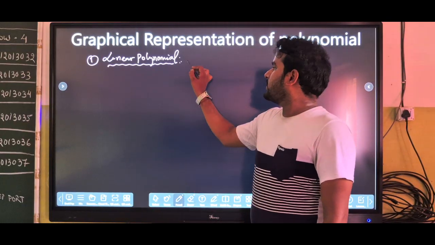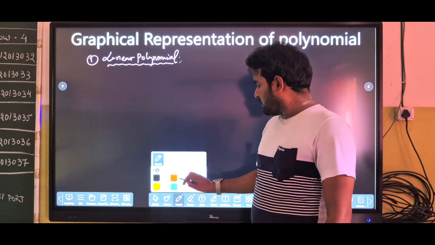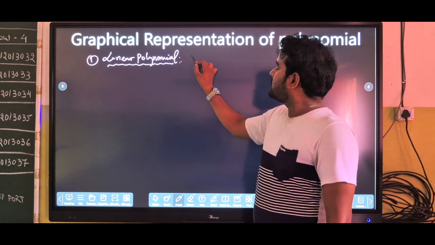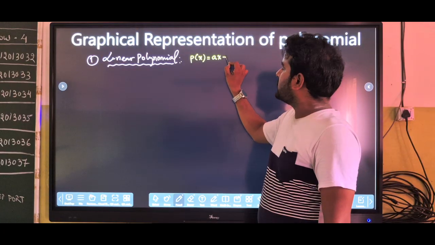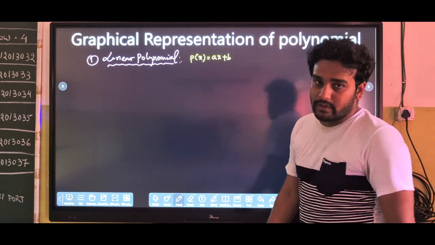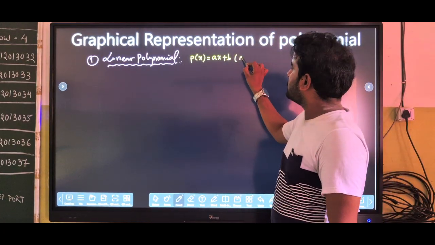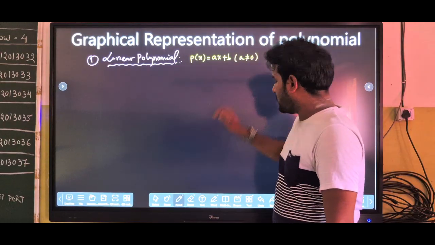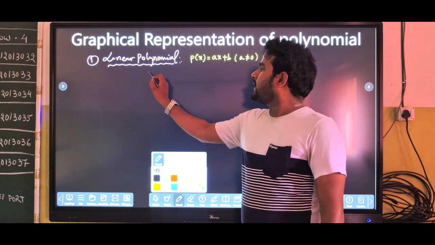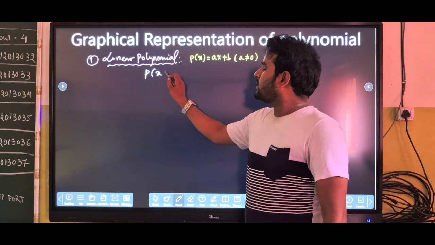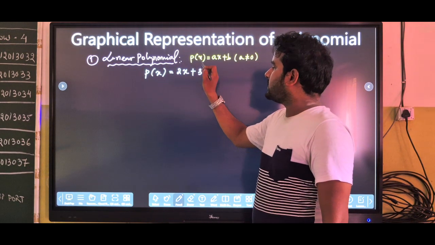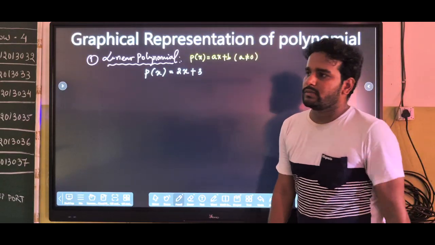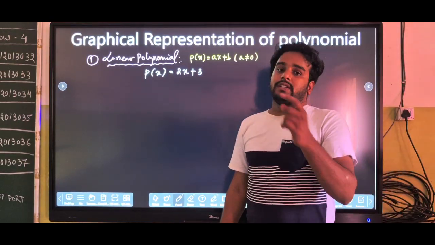So for that we know that the general form of a linear polynomial is p(x) = ax + b, where a is non-zero. So let me take one example of that. Let I have taken one polynomial, p(x) = 2x + 3. This is a linear polynomial. We will draw it on a graph.